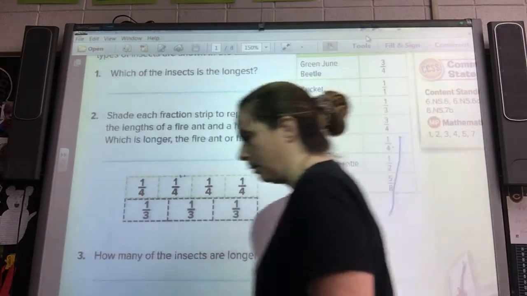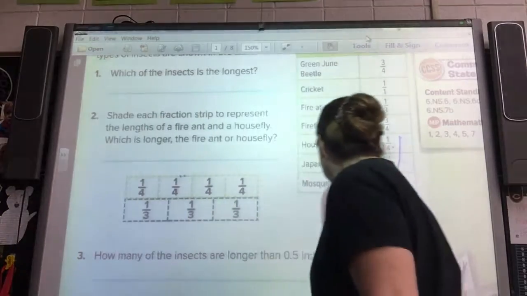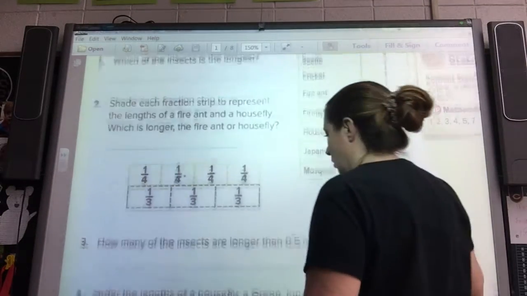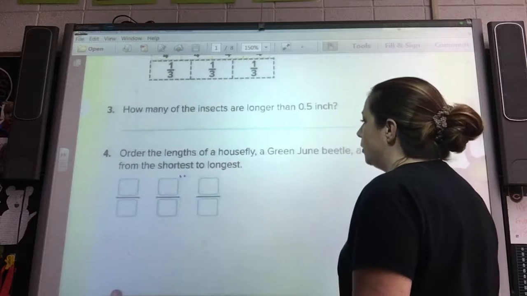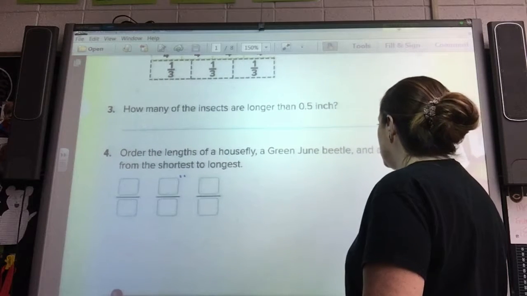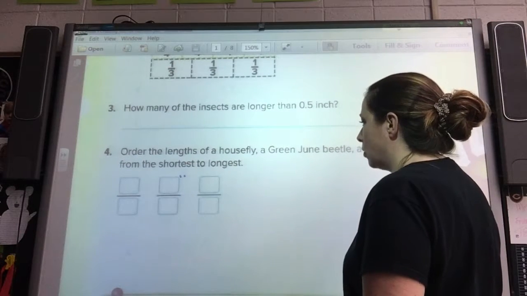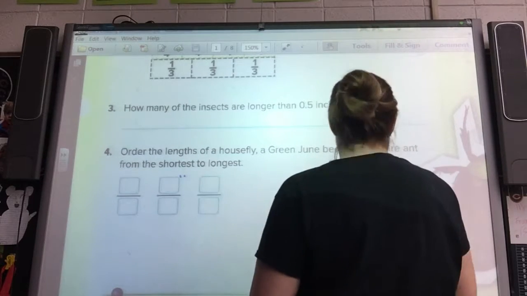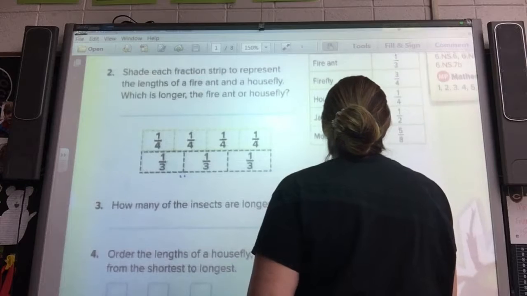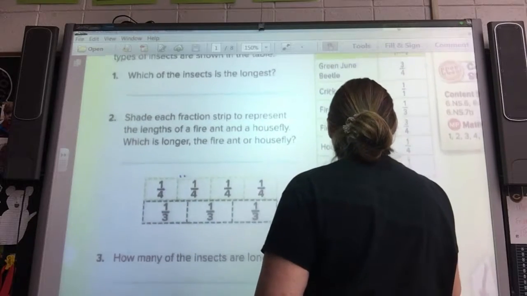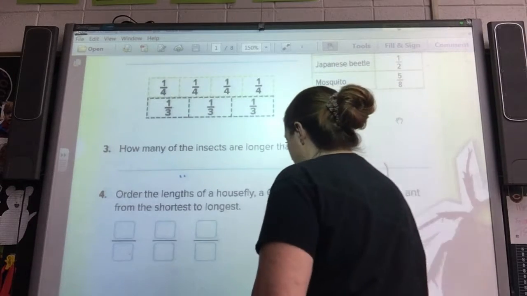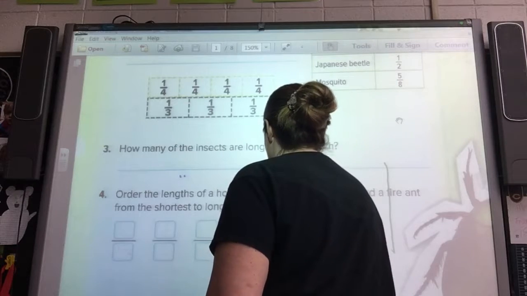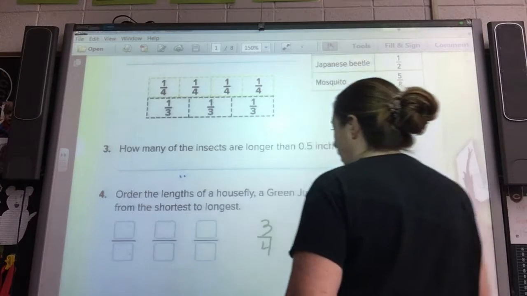All right. Oh, tartar sauce, I didn't put my pencil there. Okay, we're going to move this up. Order the lengths of the housefly, a green June beetle, and fire ant from shortest to longest. Okay, I gotta go back down for a minute. Green June beetle is 3/4. So I gotta write 3/4. I'm just gonna write down the lengths right now so we can compare.